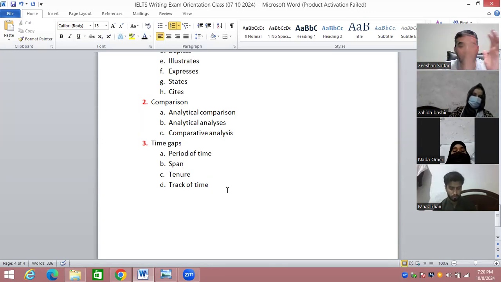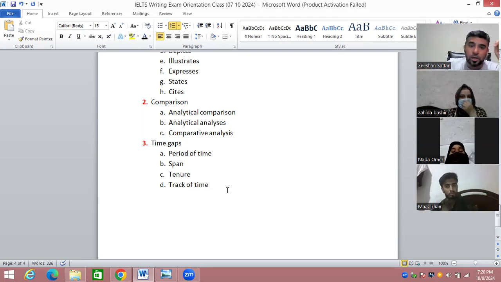For example, from 1995 to 1999, we say that over a span of 4 years, over the period of 4 years, over the tenure of 4 years, over the track of 4 years. So now, when we talk about the gap between the years, we can use period of time, span, tenure, and track of time even.